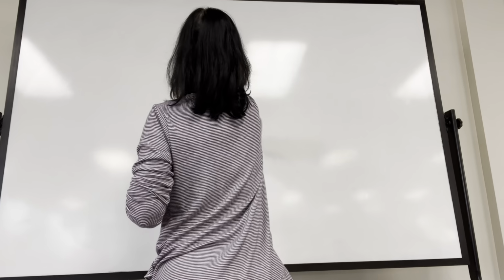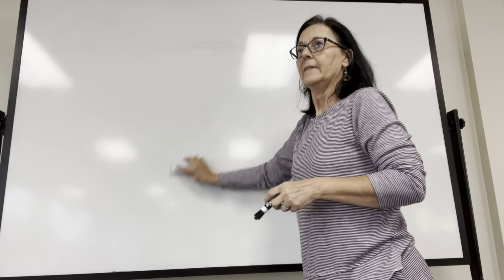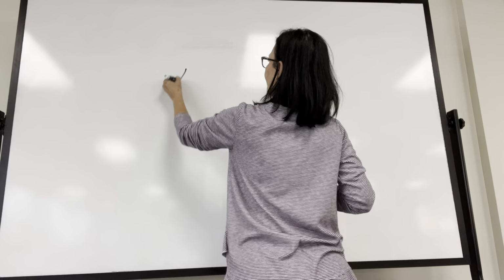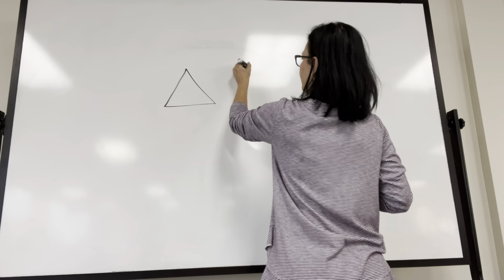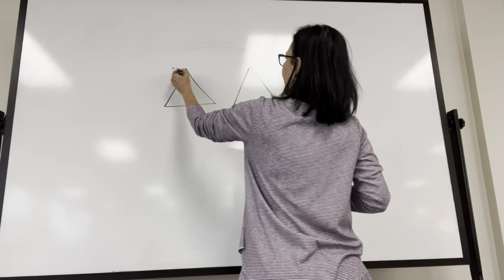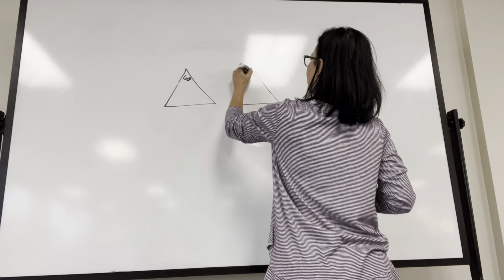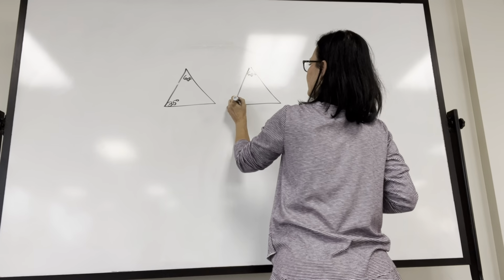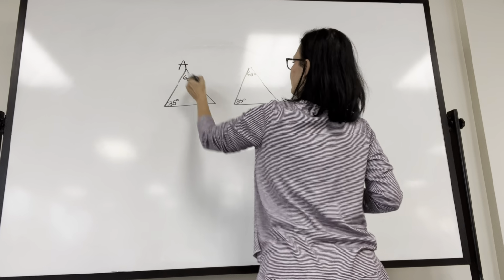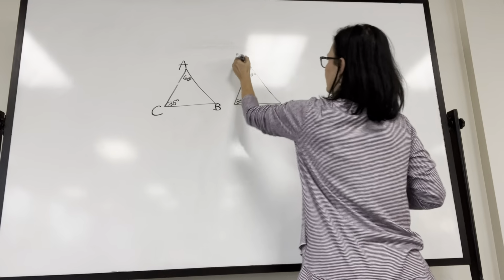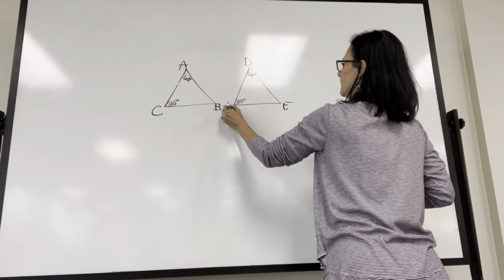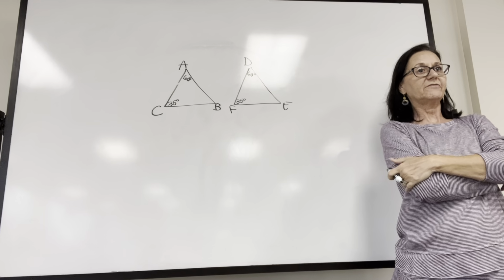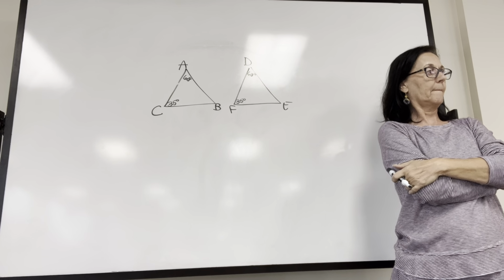How does that make sense? If I have two triangles, and let's say that's 60 degrees, that's 60 degrees, that's 35 degrees, that's 35 degrees. What can we say about B and angle E? Do they have to be equal? Why? Angle, side, angle.